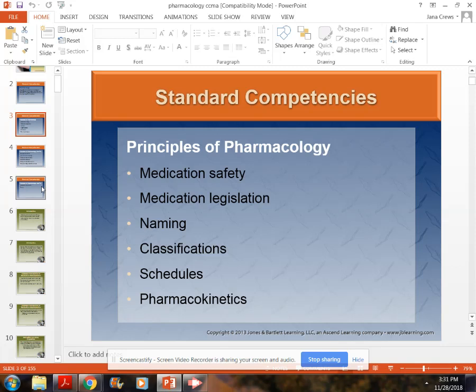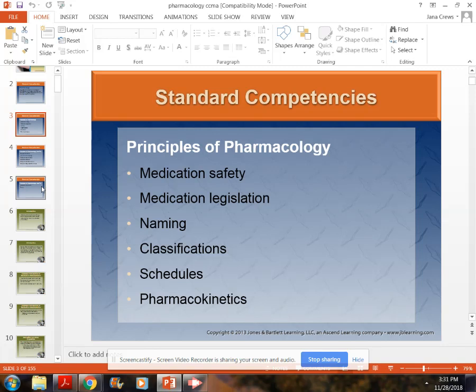Schedules have to do with controlled substances, so that would be like narcotics. There's Schedule 1 through 5, and we'll talk about the Schedules 1 through 5. Scheduled drugs are based on their ability or their likelihood to become addictive. And so there are different schedules, and some states have different schedules for certain drugs.